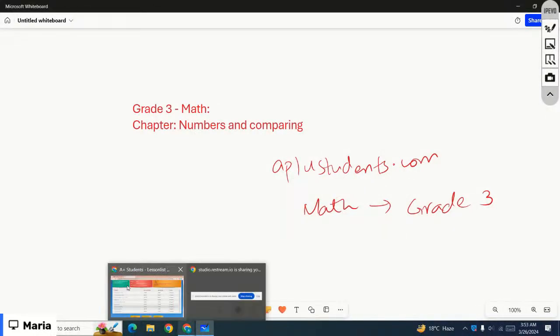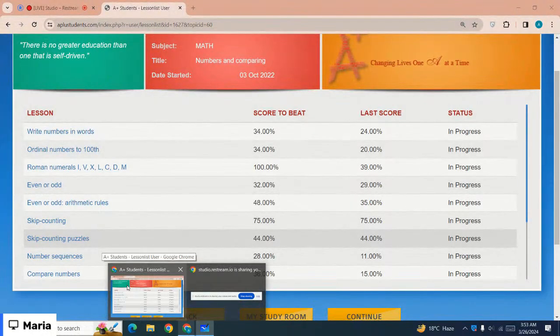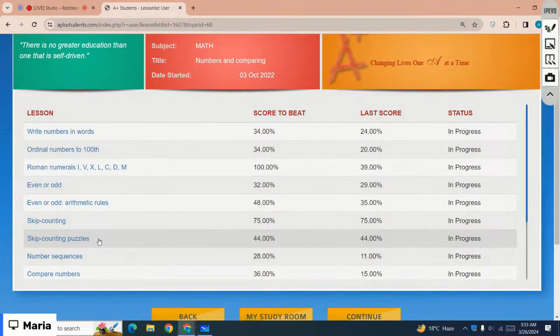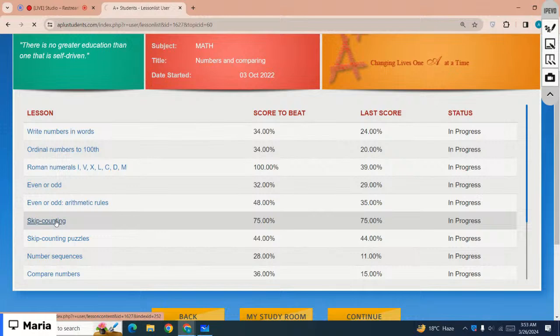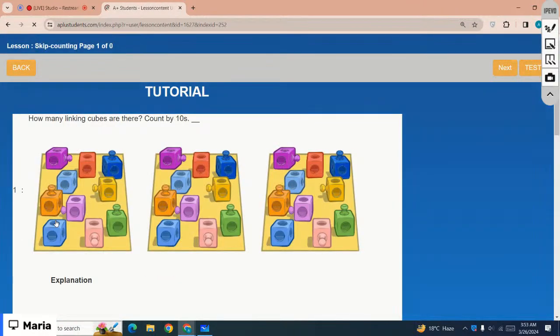So here I'm on grade 3 math. Let's start with the lesson skip counting, right? How many linking cubes are there? You have to count by tens. That means on each board you have 10 cubes. So start with the first one, that is 10, then the next 10 is 20, and the next 10 is 30. So there are 30 linking cubes. The correct option is 30, right?